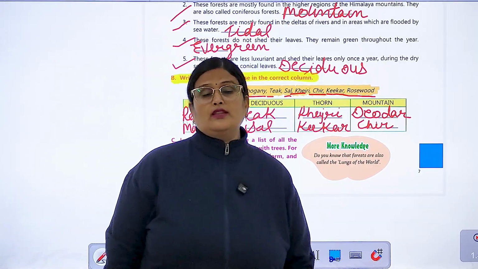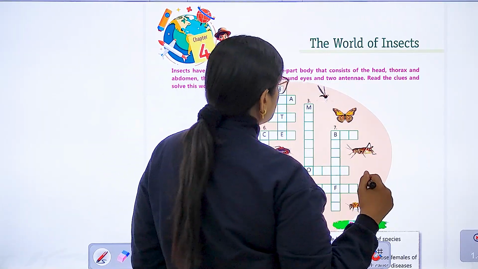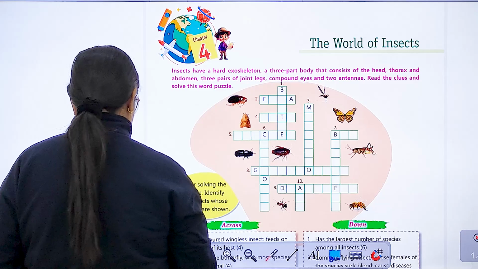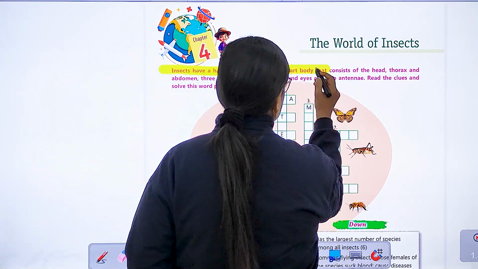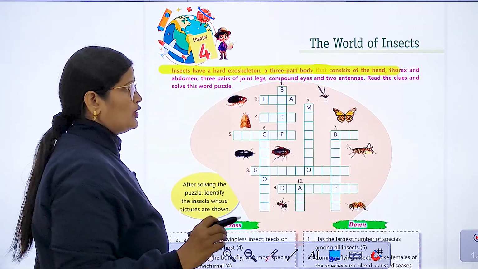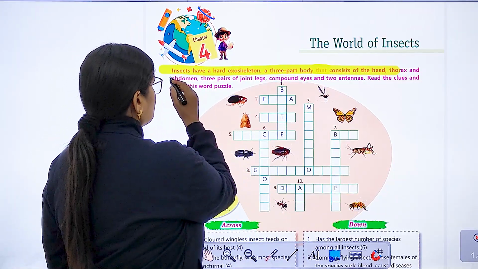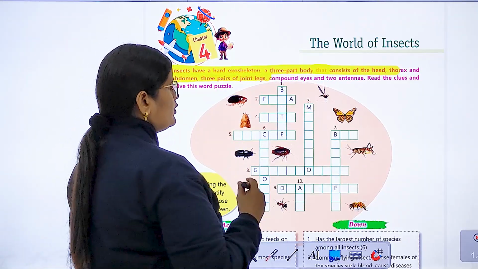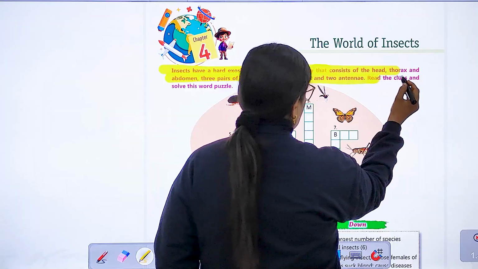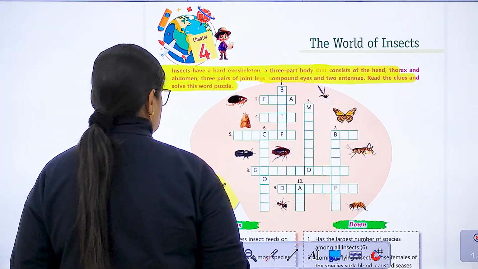Now let's begin the next chapter. Chapter number 4, the world of insects. Insects have a hard exoskeleton, a 3-part body that consists of the head, thorax and abdomen, 3 pairs of jointed legs, compound eyes, and 2 antennae. So read the clues and solve this word puzzle.